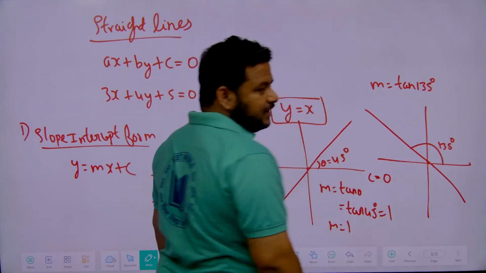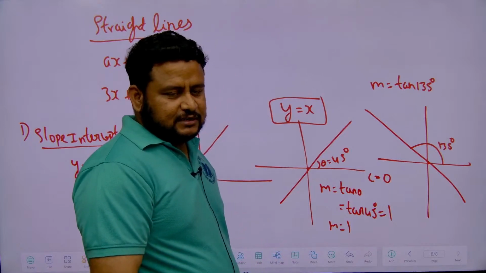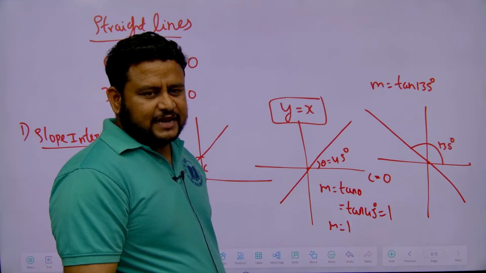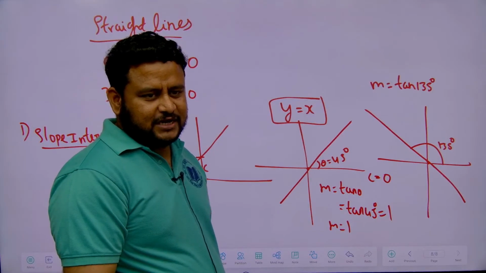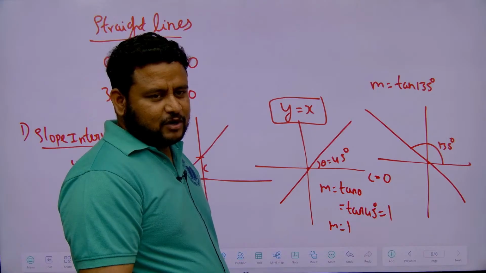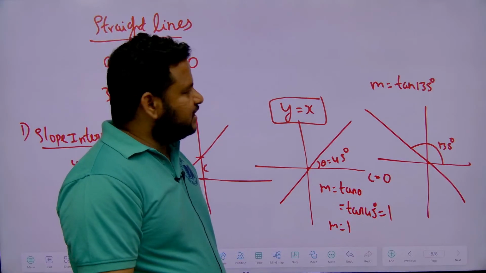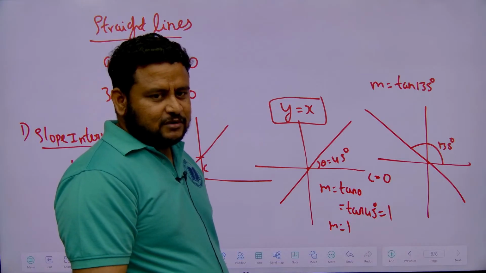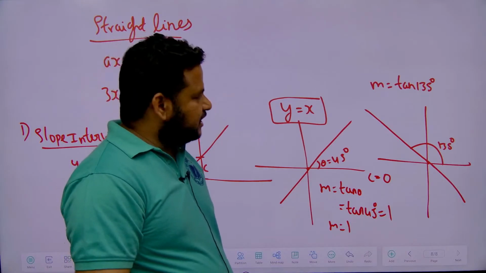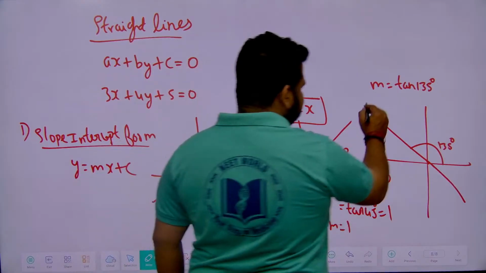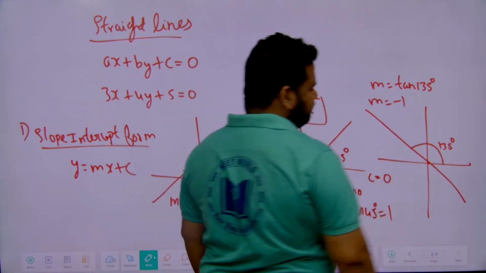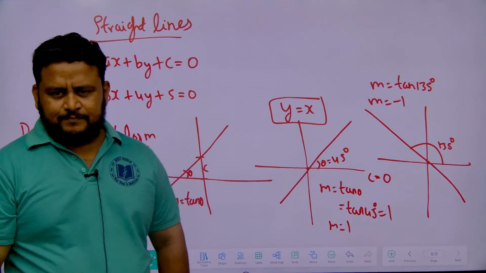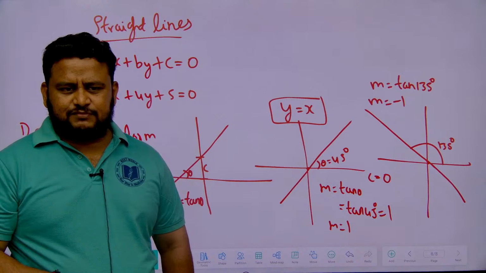Tan 135, I can find out as tan 90 plus 45. 90 means odd multiple of pi by 2, so it will become cot theta. But 135 is in the second quadrant, and in the second quadrant tan is negative. So we will get cot 45 means 1 only, but we will get minus 1. That much you don't have to do. So m is equal to minus 1. So 45 degree is 1. 135 degree is minus 1.